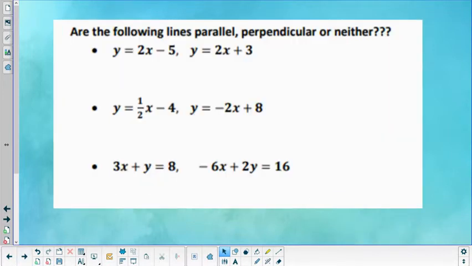All right, so now we want to determine if these lines are parallel to each other, perpendicular, or neither. Go ahead and pause your video. I want you to take a look at each pair and see if you can figure out which one is which.